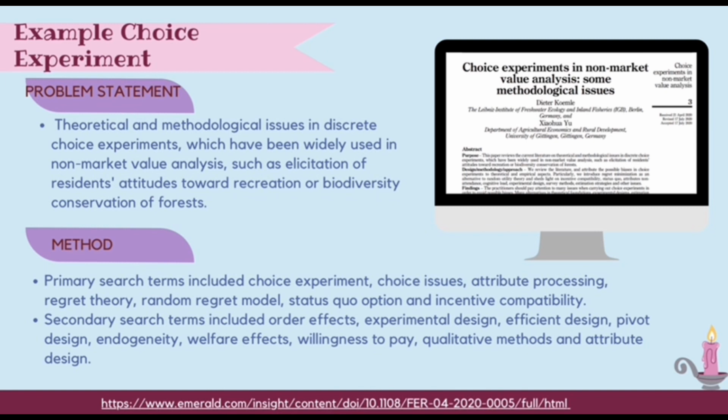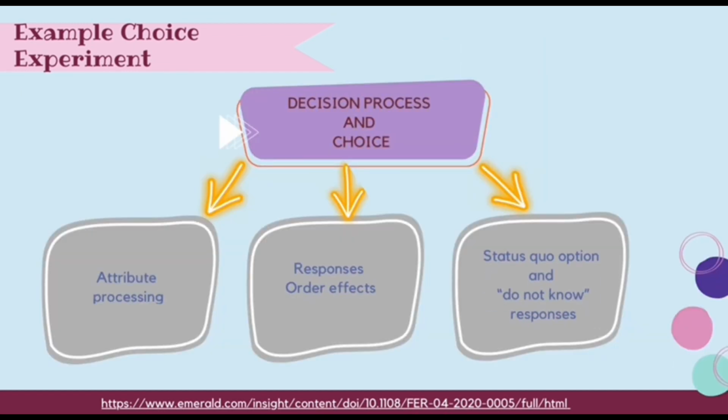Here are some examples of choice experiment. Problem statement: the theoretical and methodological issue is the discrete choice experiment, which has been widely used in non-market value analysis, such as elicitation of residents' attitudes toward recreation or biodiversity conservation of forests. This is a three-decision process in choice: attribute processing, response order effect, and status quo option and do not know responses.